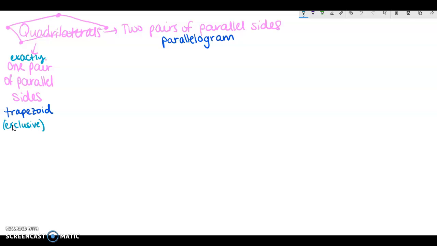Exactly one pair of parallel sides. So as long as there are two sides of the quadrilateral parallel, and actually it doesn't even matter if the lines look parallel or not. As long as we're told they're parallel, we have to consider them to be parallel.